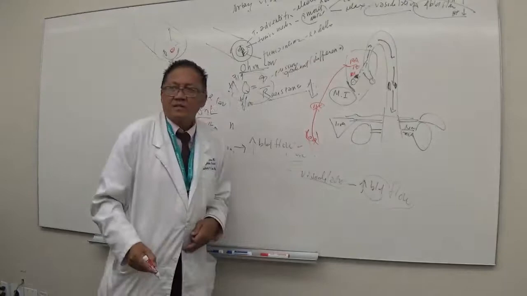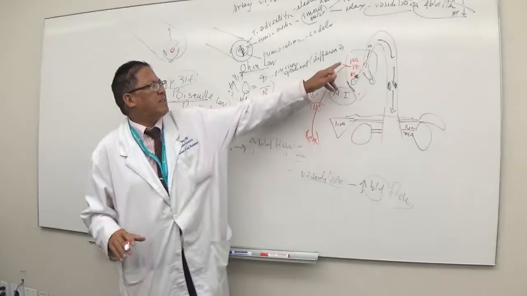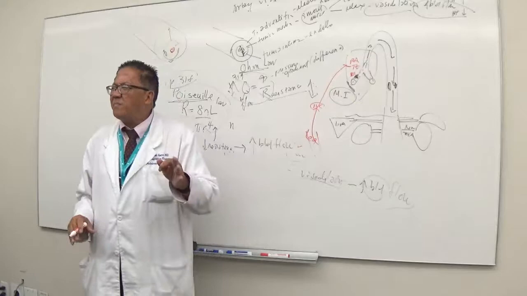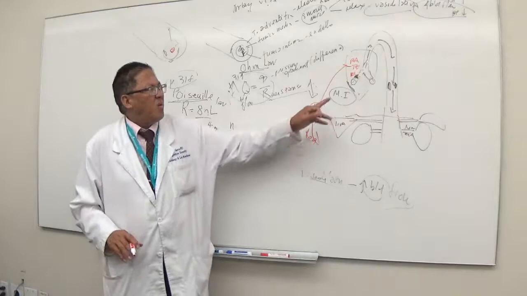Does the clot stop in the vena cava? No, it's a big vein. Does the clot stop in the right atrium? No, it's a big chamber. Does the clot pass through the tricuspid valve? Yes. Will it stop there? No. Will it stop in the right ventricle? No, because it's a big chamber. From there it goes where? Pulmonary trunk and pulmonary artery goes to the lung.